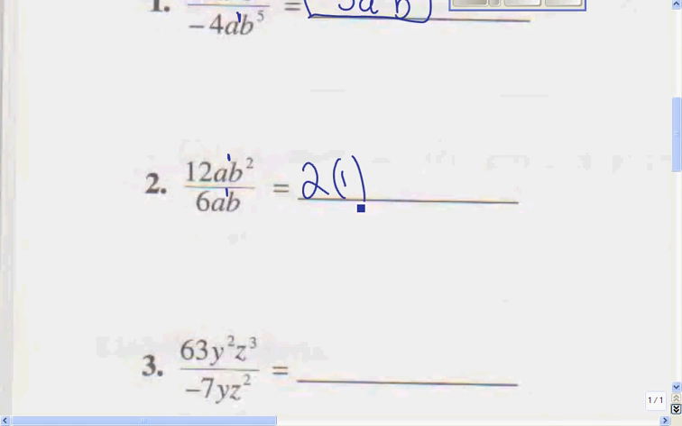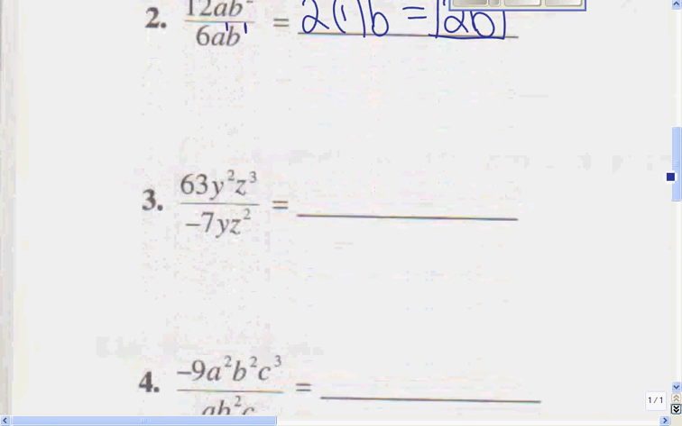Okay? And then we've got b squared and b to the 1st. So we subtract that and we get b. So 2 times 1 is 2. And 2 times b is 2b. Okay? That's your answer there. Pretty simple, huh?